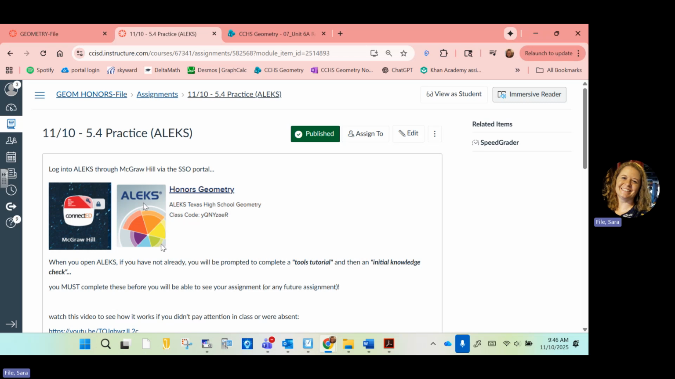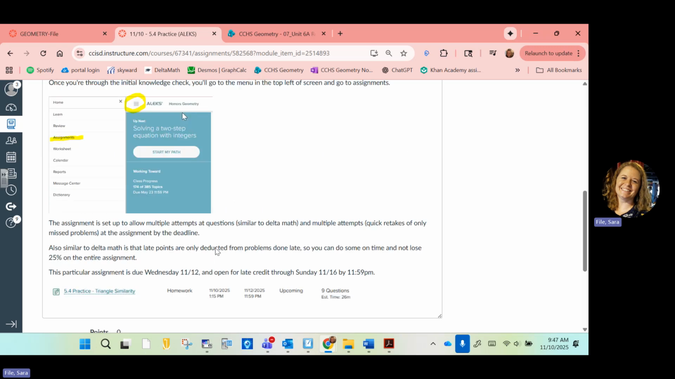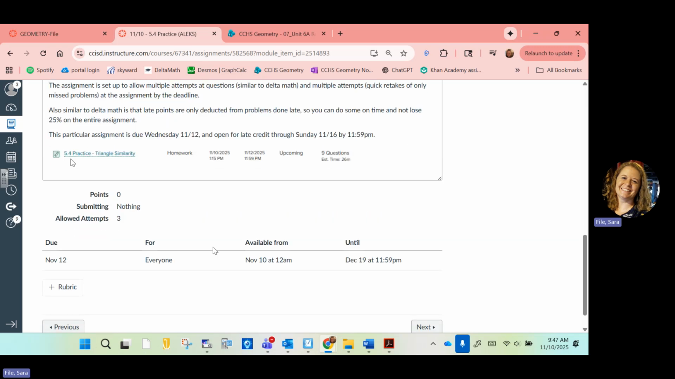If you need to finish 5.3, you can. It's late now, but you only get the late points taken off the problems done late. So if you did part of it on time, you'll get full credit for that part, and then late points off of what you're doing late. Okay, so today's is 5.4.